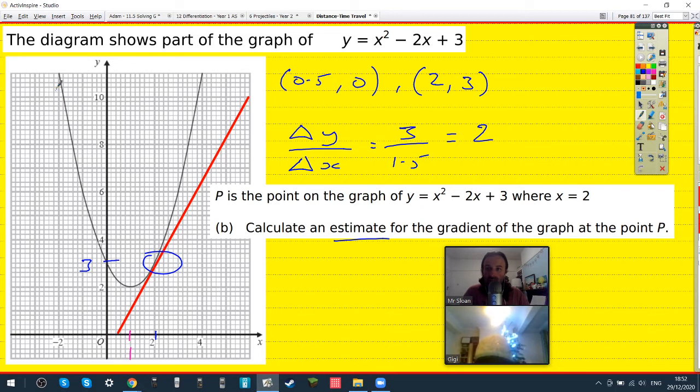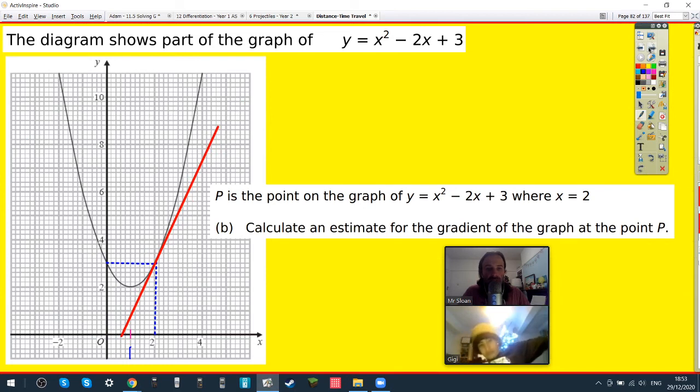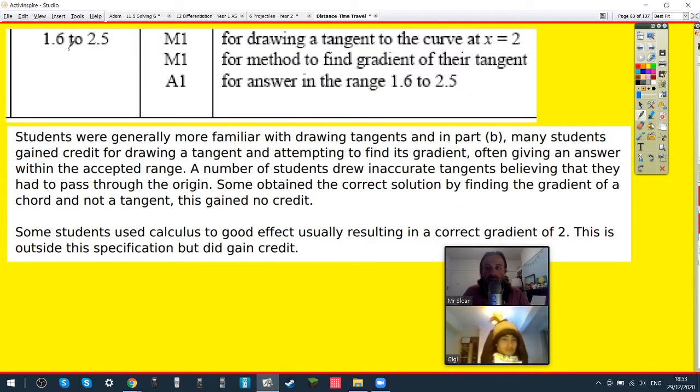Yes. You see how the line is kind of going down on the left side? So there you have a negative gradient. On the right you have a positive gradient. In the middle for a second it's 0 gradient at the bottom. And so all you can do is sketch it, draw a tangent and do your best to get the gradient of that tangent. Anything between 1.6 and 2.5. So my guess is it's supposed to be 2.